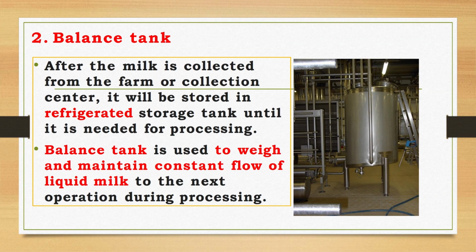After the milk is collected from the farm or collection center, it's stored in refrigerated storage tanks until it's needed for processing. The balance tank is used to weigh and maintain a constant flow of liquid milk to the next operation during processing. This is crucial for a smooth and efficient production line. Now let's talk about milk separation.